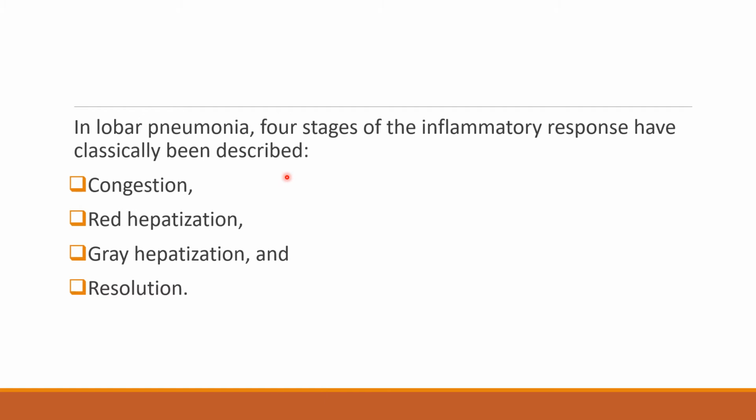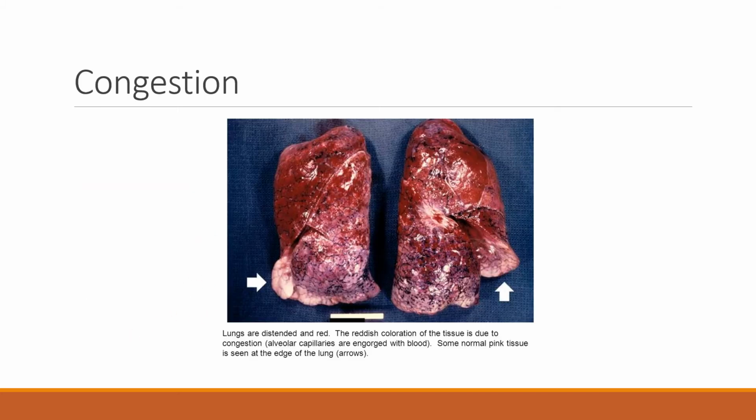First we see the lobar pneumonia, and in lobar pneumonia there are 4 stages of the inflammatory response that have classically been described: congestion, red hepatization, gray hepatization, and resolution. So first stage is the congestion, and in this the lungs are heavy, boggy, and red, and this reddish discoloration of the tissue is because of the congestion. Microscopically you see that the alveolar capillaries are engorged with blood. So that is the congestion, first phase.